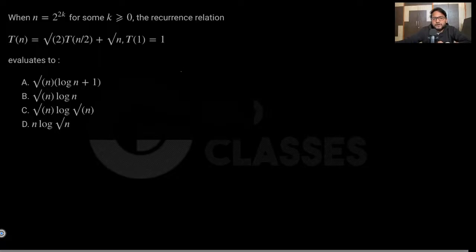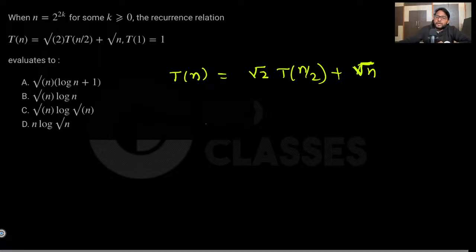So let me just solve it. See, Tn is given to be square root of 2 times T of n by 2 plus square root of n, right? So maybe what you can do, can you guess what you can do? I mean, you can directly assume n to be 2 power m. Maybe you can solve using that, but I think you can do a little smarter thing also. So I mean, you can directly assume, but can you do something else?